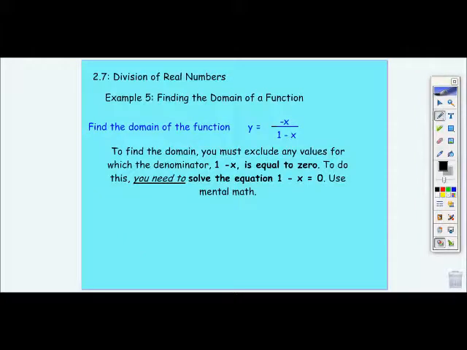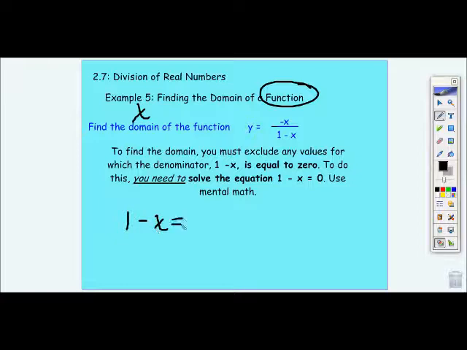And we have one more, again, with that word function. Find the domain of the function. Remember that domain means x, and range is y. To find the domain, you must exclude any values for which the denominator, 1 minus x, is equal to 0. To do this, you need to solve the equation 1 minus x equals 0 and use mental math.